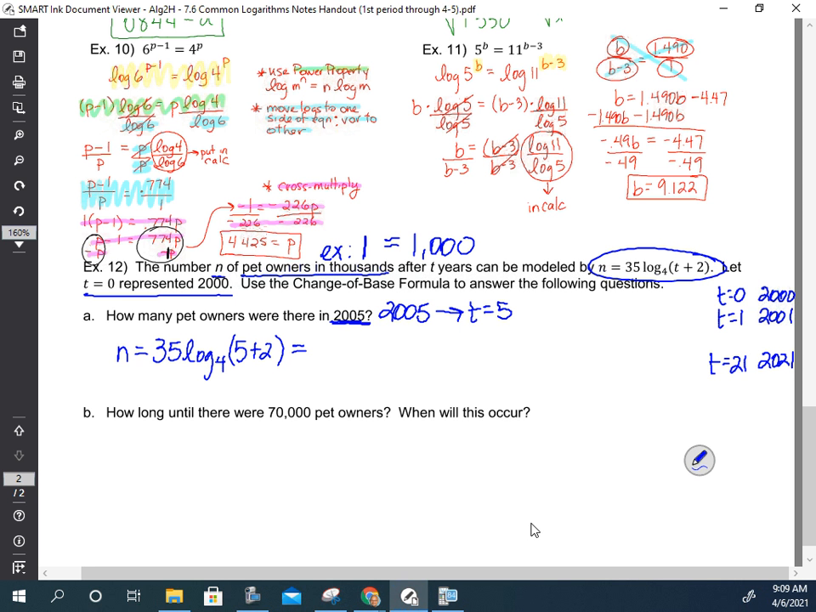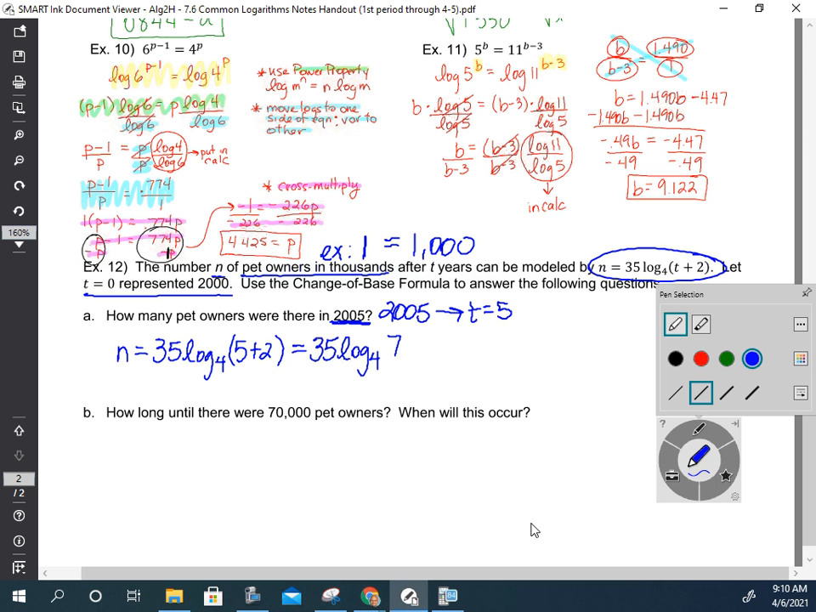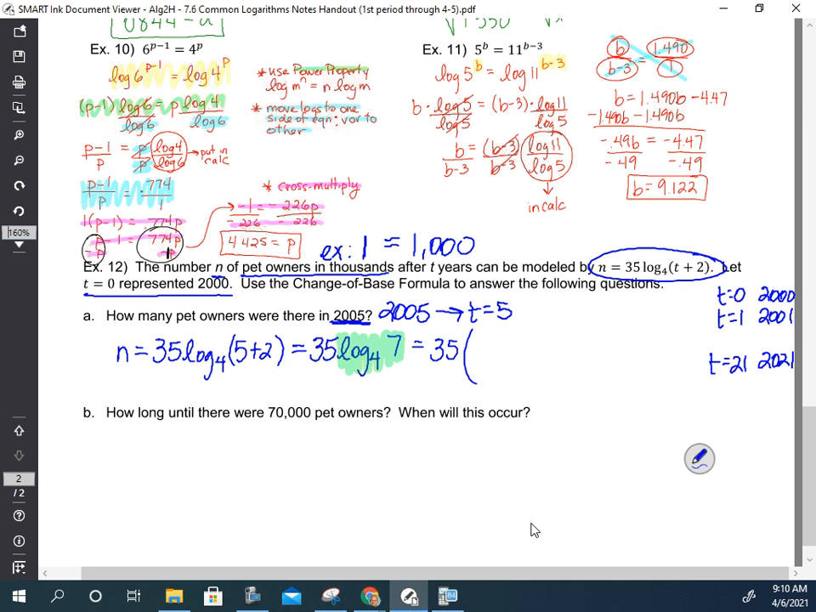All right. So we work out the problem. 5 plus 2 gives us 7. We have 35 times log base 4 of 7. So to work this problem out, we have to use change of base. So we need to take this part of the problem and rewrite it: 35 times log of 7 over log of 4.